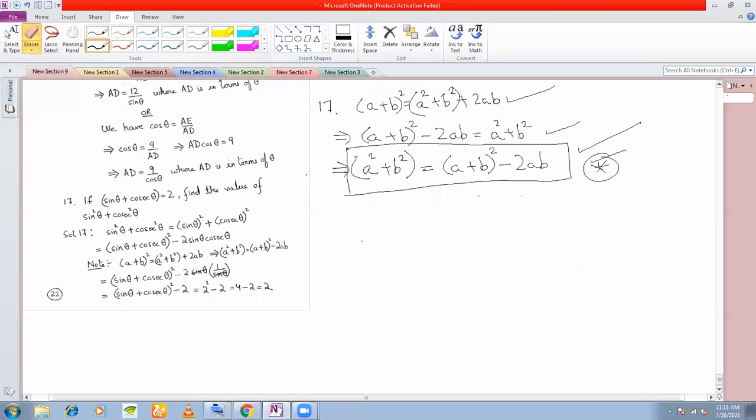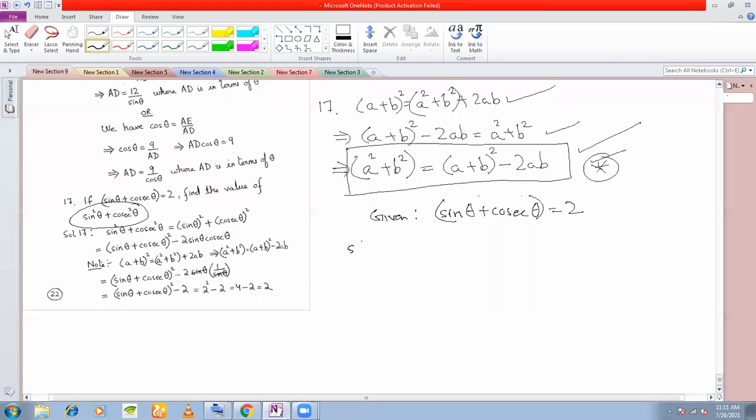So what is given here? Given here, sine theta plus cosec theta is equal to 2. And what do you know about sine and cosec? You know that the product of sine and cosec is 1. That is, sine theta into cosec theta is always equal to 1, right? So the question here is, find the value of sine square theta plus cosec square theta.